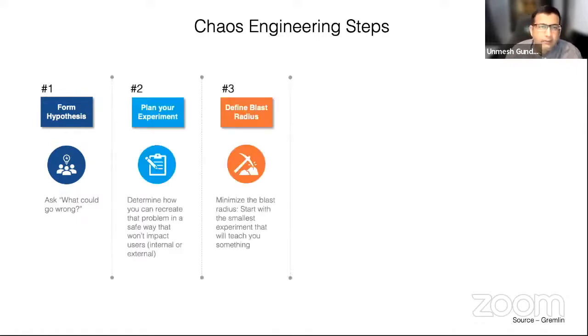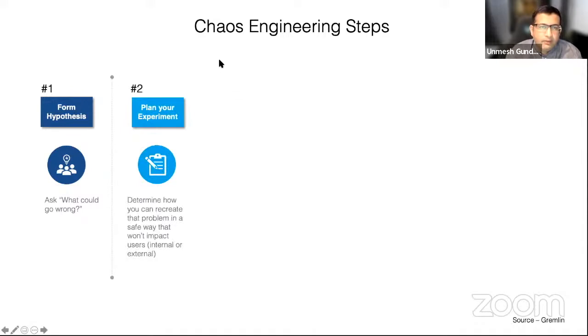Then, as a next step, you define your experiment. The experiment is how you recreate that problem. Let's say you design a hypothesis that one of the nodes in my distributed service system will go down. Then how do I simulate that event? I need to create my experiment, what problem I want to recreate, and how safely I can create that in my system. Most importantly, it should not impact my users, whether they are internal or external users.